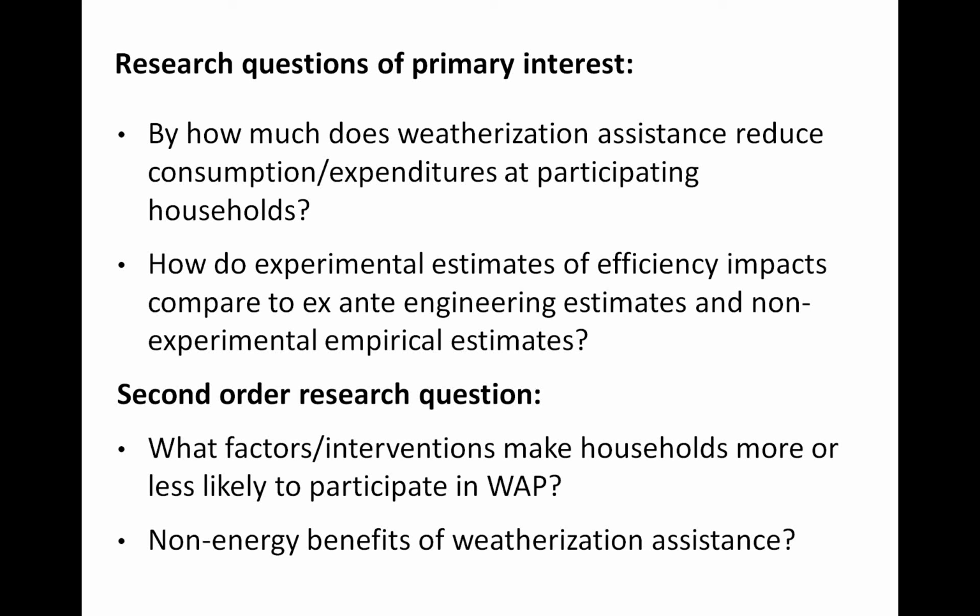And we're also, from a more methodological perspective, interested in understanding how our experimental research design and the estimates we obtain using that design differ compared to other types of estimates that people might construct, either using ex-ante engineering type analysis or non-experimental empirical econometric estimates. But of course I'm going to focus on the first research question here today. And a second-order research question, at least for our purposes, but more in keeping with what Annika has been talking about so far, is what types of factors make households more or less likely to actually participate in the program.